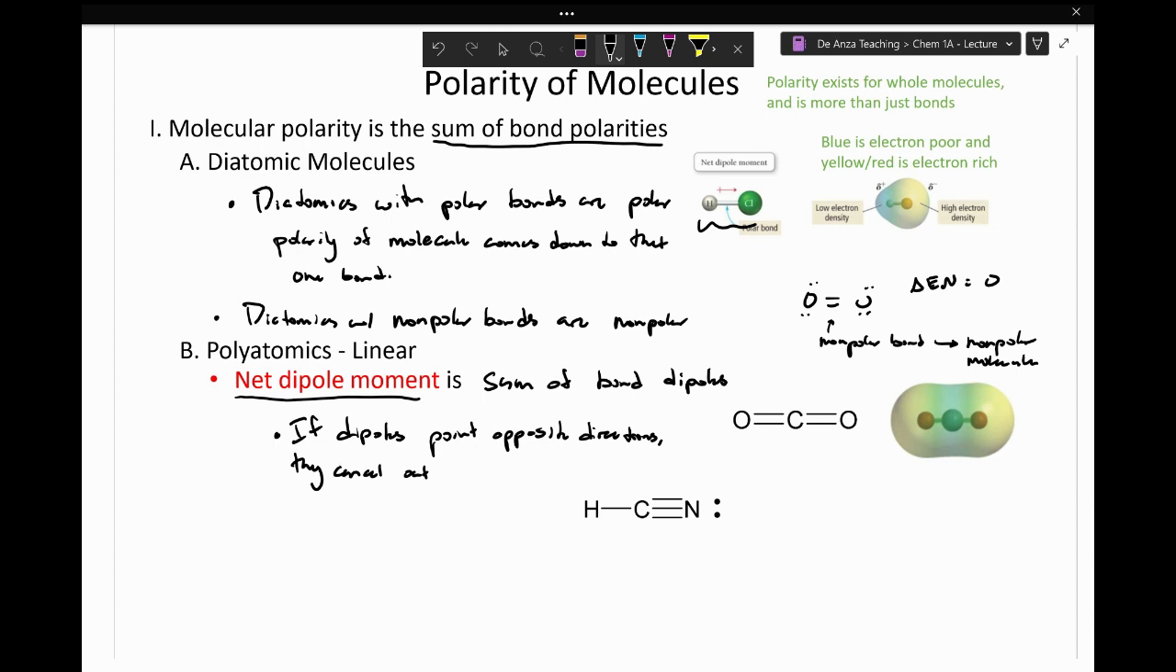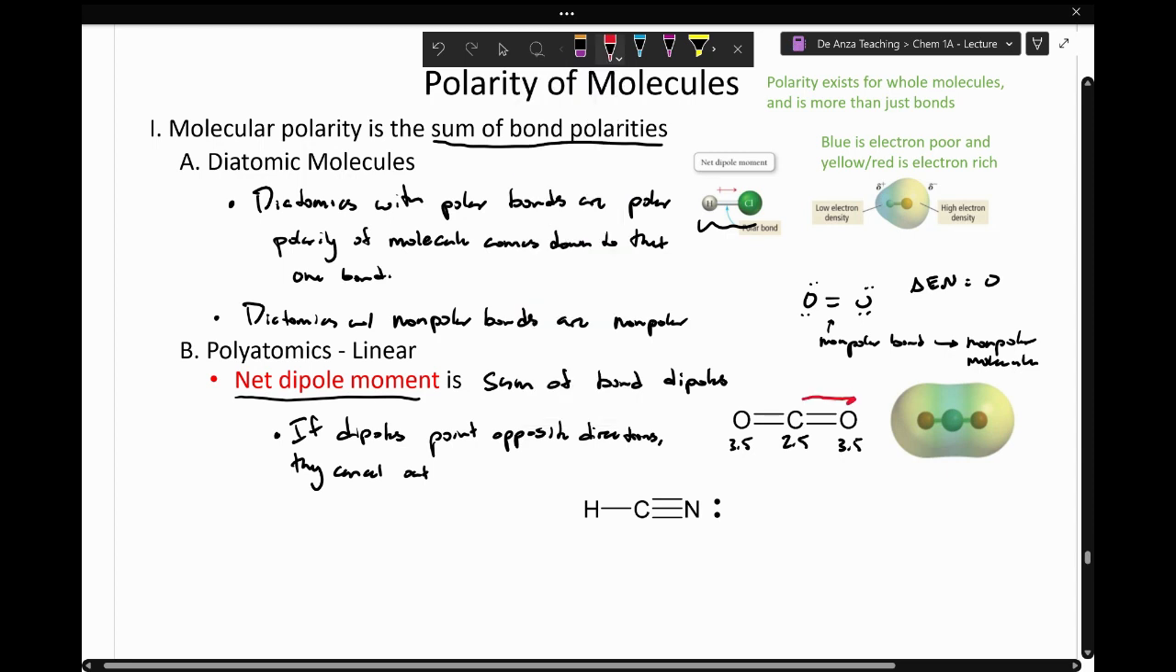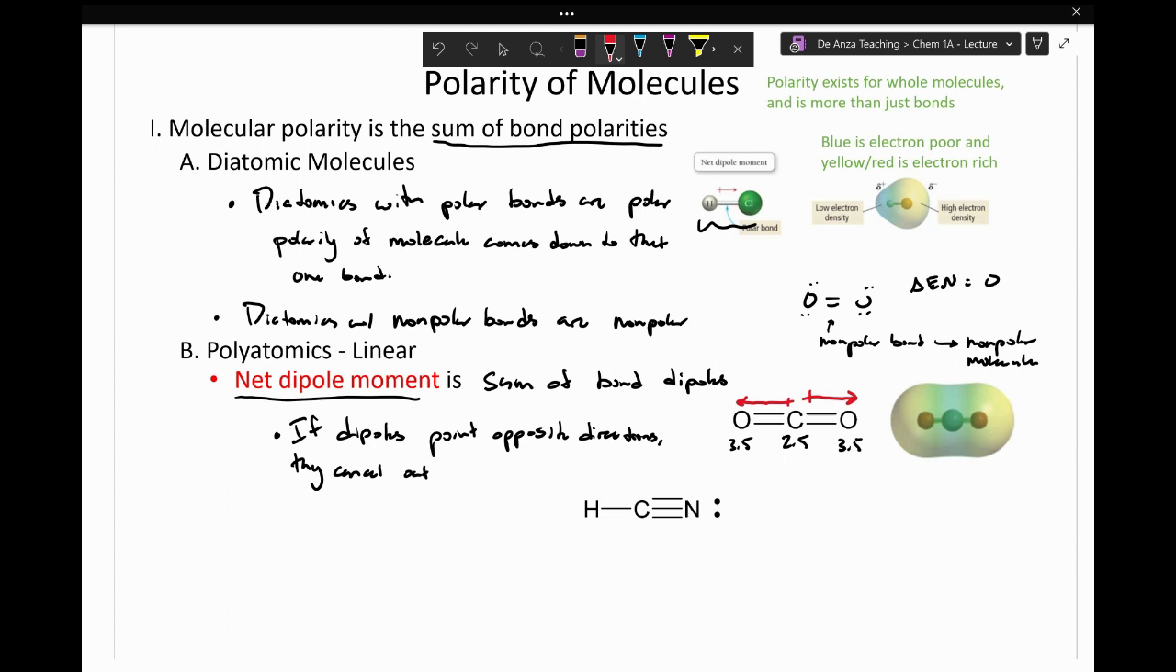And so if we look at something like CO2, electronegativity of oxygen is 3.5, carbon is 2.5, oxygen is 3.5. We can draw the dipole, having our arrow pointing towards the more electronegative atom, and we put the plus on the thing that's going to end up with a partial positive charge, and we see that these 2 arrows point in opposite directions.